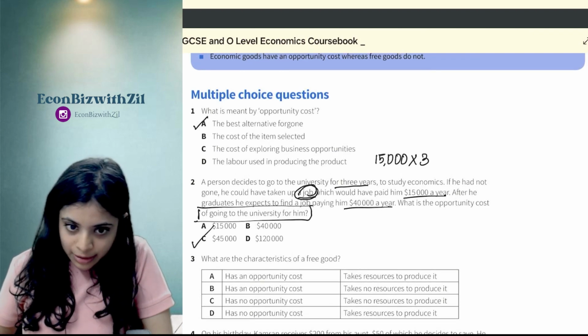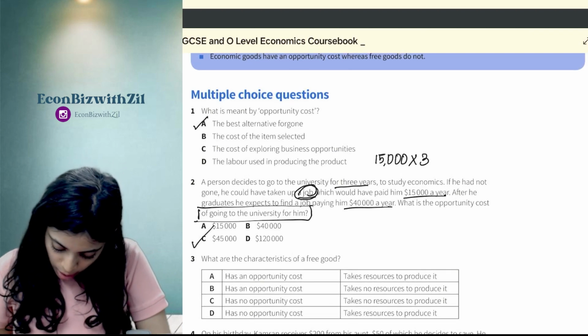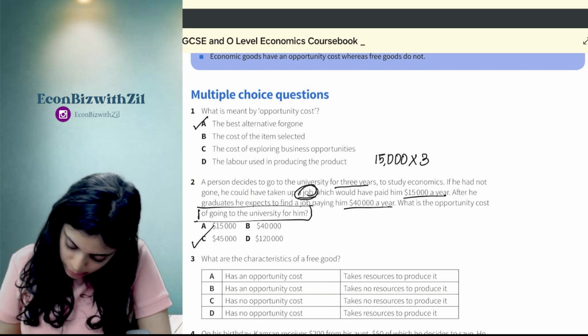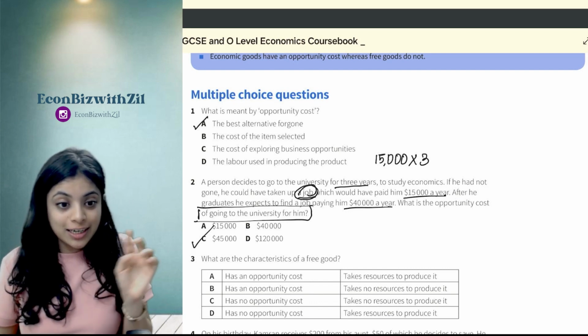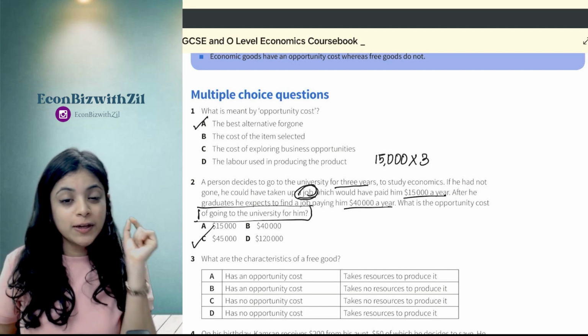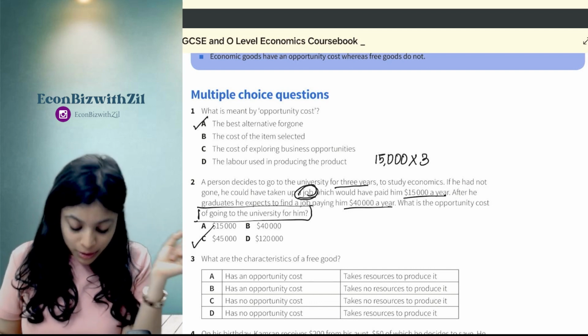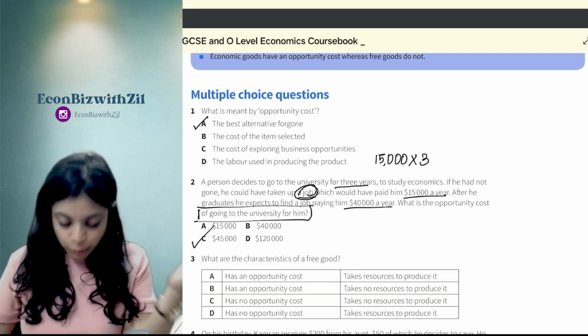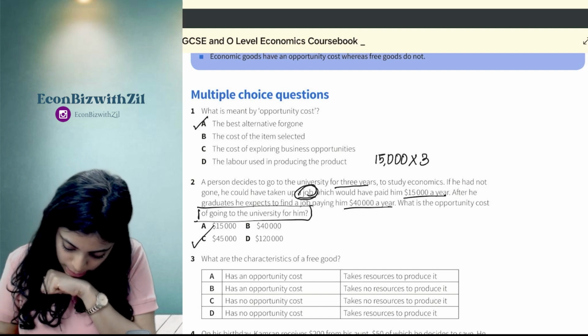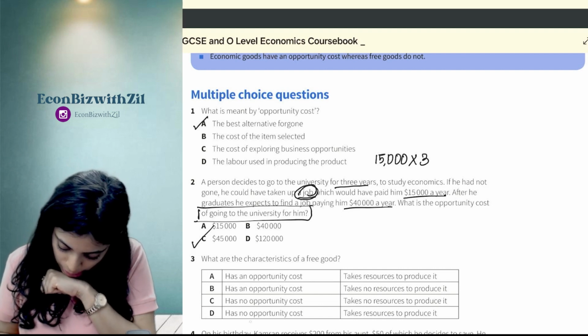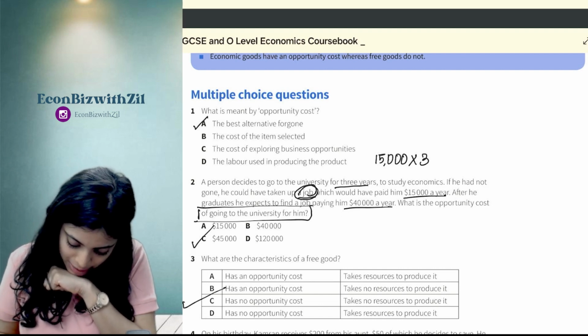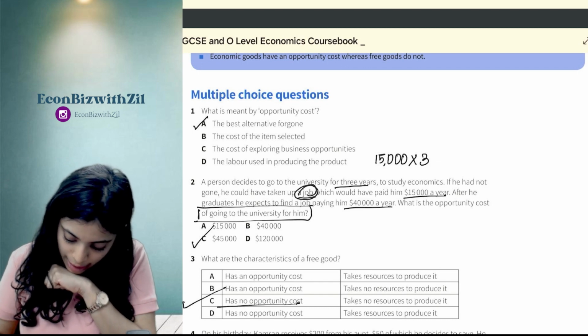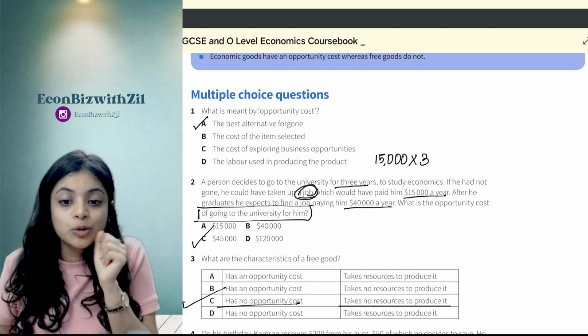And what are the characteristics of a free good? This is something which we did in the previous episode, that free goods don't need resources to produce them. So they have no opportunity cost. So it's either C or D. It is C because it has no opportunity cost and takes no resources to produce it.